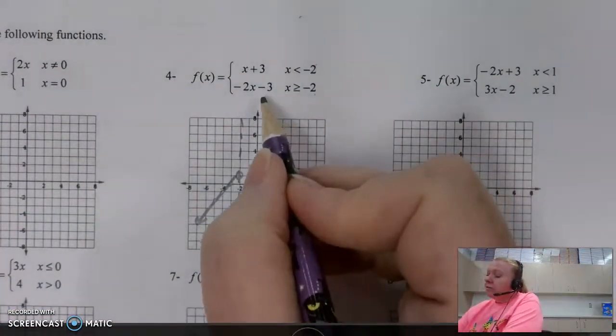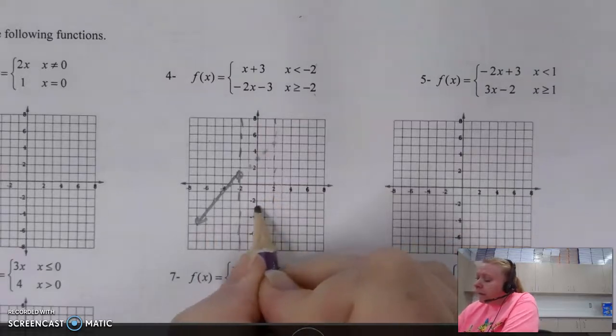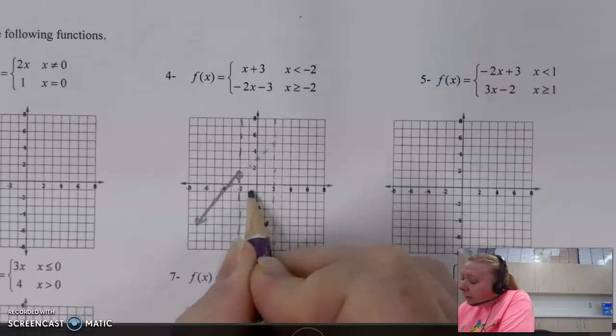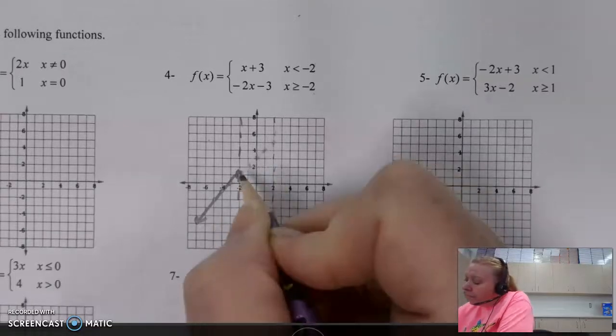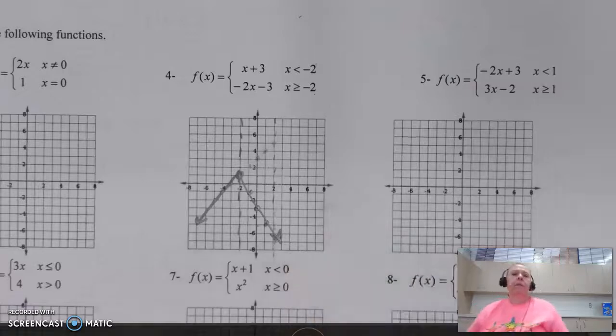Now I'm going to do the next function. So I'm going to go to negative 3, and it says go down 2 over 1 and up 2 back 1. And that is the piecewise function.